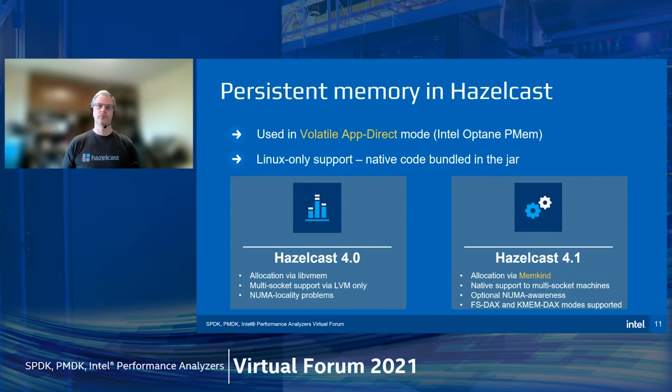First, the Hazelcast 4.0 version came out supporting the persistent memory via libvmem, with limited support of multi-socket machines. It was supported only via LVM, which comes with some NUMA locality problems. In Hazelcast 4.1, the libvmem library was replaced with Memkind, and now we support multi-socket machines in a native manner with optional NUMA awareness. And we support both the FSDAX and the previously mentioned PMem DAX modes that the Memkind library supports.